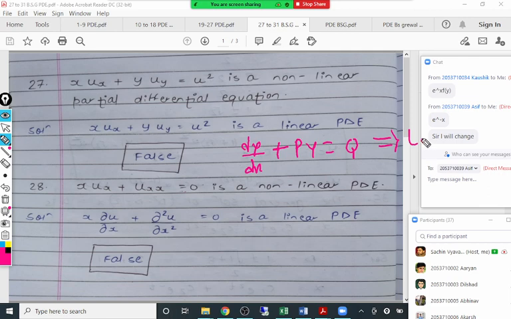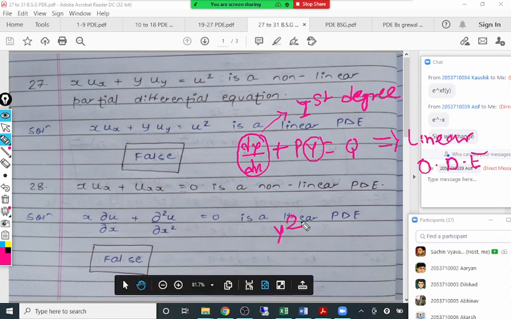This is a linear ordinary differential equation. Why is it linear? Because the dependent variable, sorry, this is y, and its differential coefficient both occur in first degree, and there should not be a term of y square, there should not be a term of dy by dx into y. If y square or y into dy by dx appeared, it becomes non-linear.